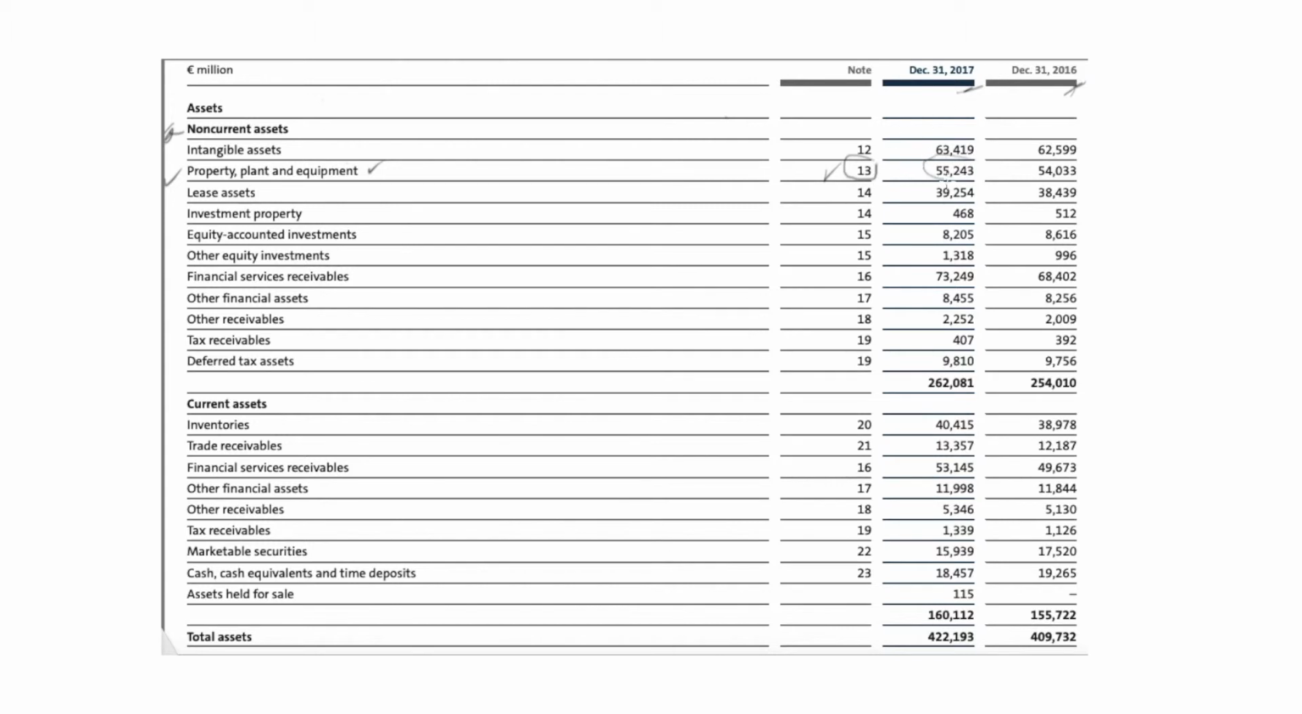So, there is around 1,000 million euros of movement during this particular year. So this is basically at the FS level. This is what we disclose in the financial statements relating to property, plant, and equipment.